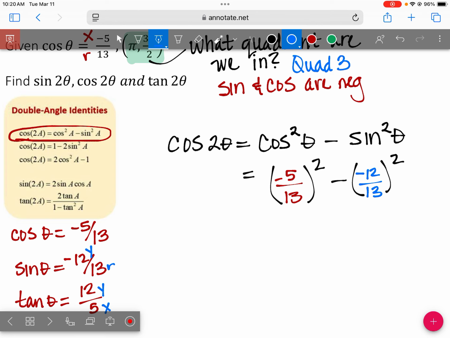Order of operations, we should do our exponent first. And when you square a fraction, you're squaring top and bottom. So that would be 25 over 169, because this fraction becomes positive since I'm squaring a negative. Minus, and then I'm squaring my second fraction.